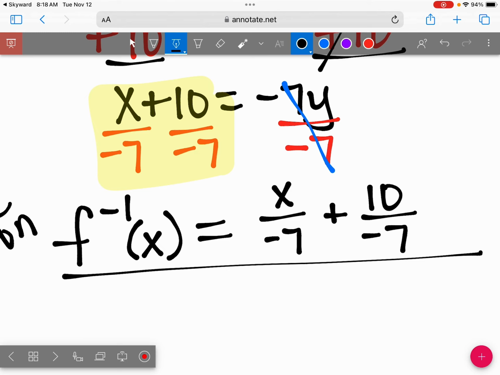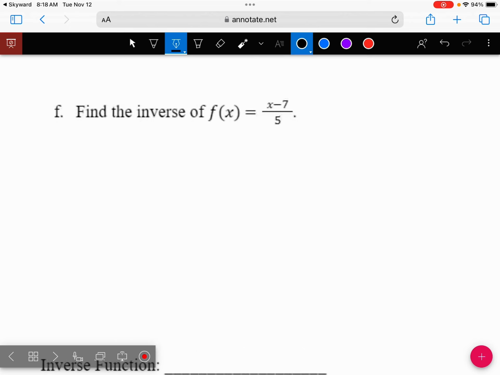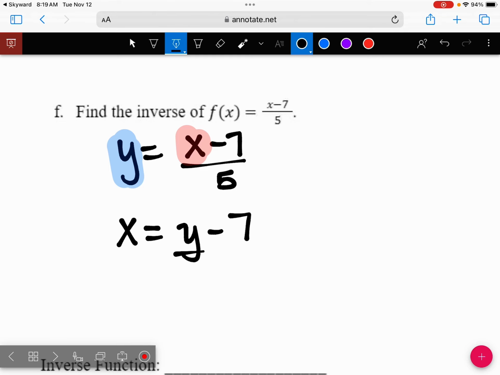Okay, so now we're going to do one that has a fraction. So we're going to talk about how do you do that. So again, we start off with y equals x minus 7 over 5. So we're going to start by flipping our x and y. So that would be x equals y minus 7 over 5.